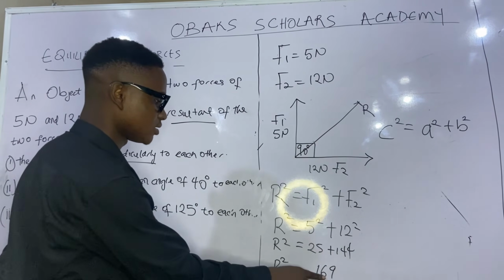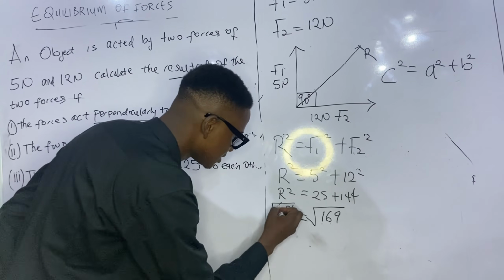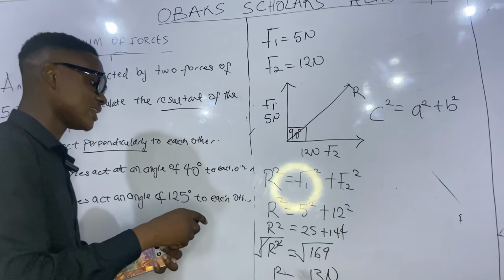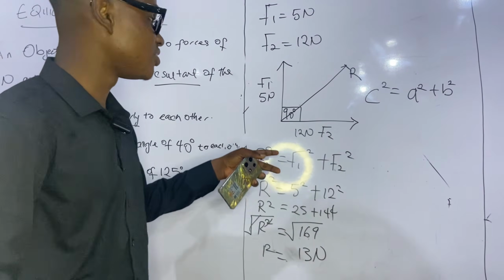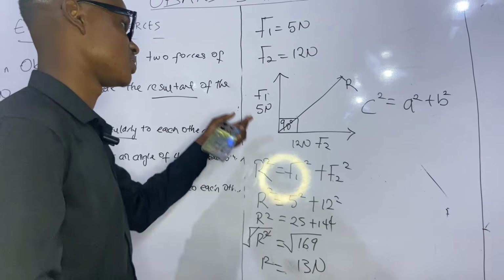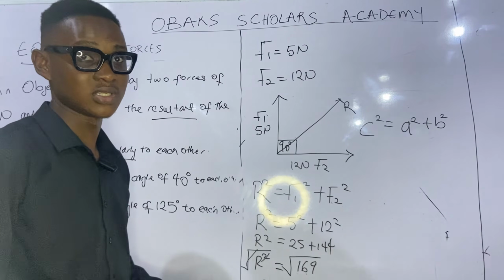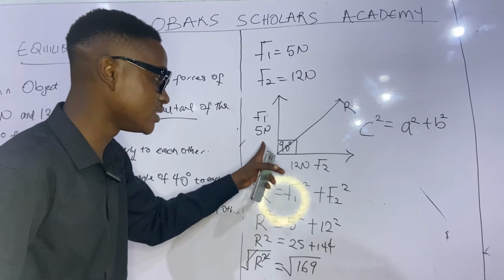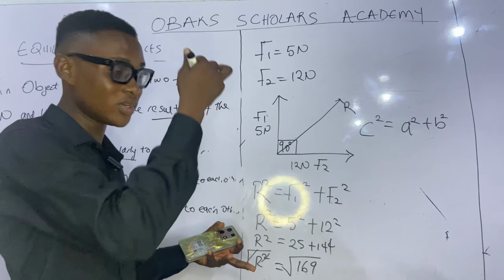At this point, we take the square root of both sides. The square root of 169 gives you 13, so you put 13 Newton. This 13 Newton is the resultant of these two forces. Sorry that I'm saying vector, because we are solving questions on vectors, and force is a vector quantity. So this 13 Newton is the resultant of this 5 Newton and this 12 Newton acting together perpendicularly. Do you understand?